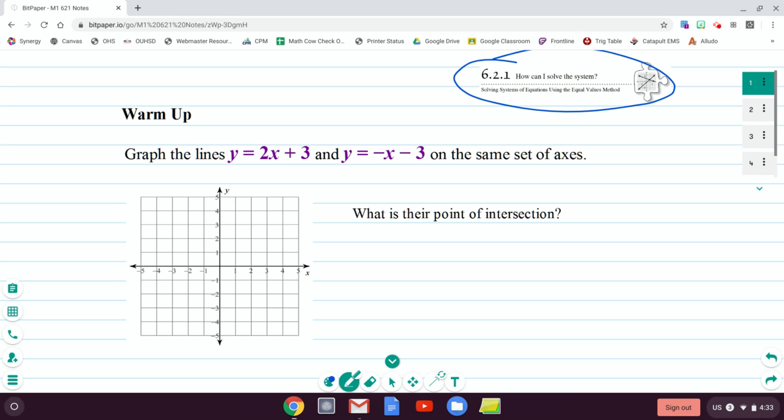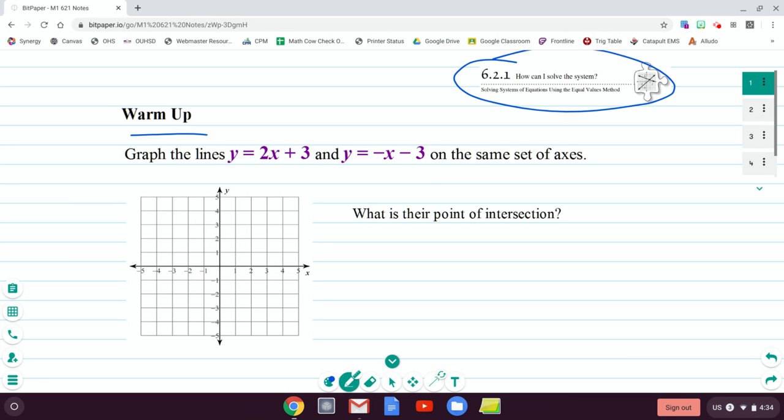Okay, 6.2.1 at the top. So we have a warm up here. Go ahead and write down warm up, and then write everything you see on the screen. Graph the lines y equals 2x plus 3 and the line y equals negative x minus 3 on the same set of axes. Then go ahead and set up a graph. And then this is the question that we're going to be answering in the end. So pause the video and set up your notes. Or if you're lucky enough to have a printer, then you're chilling.